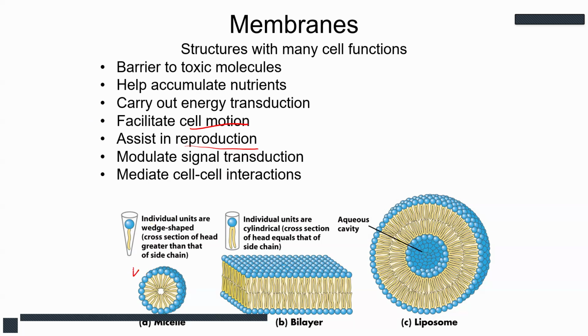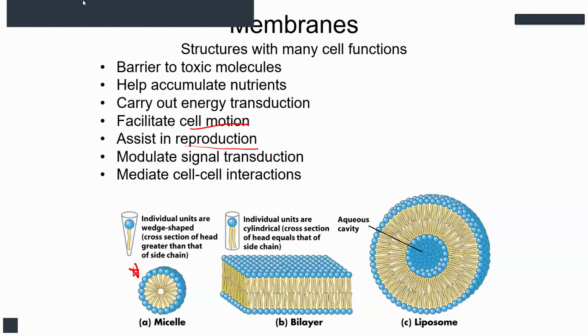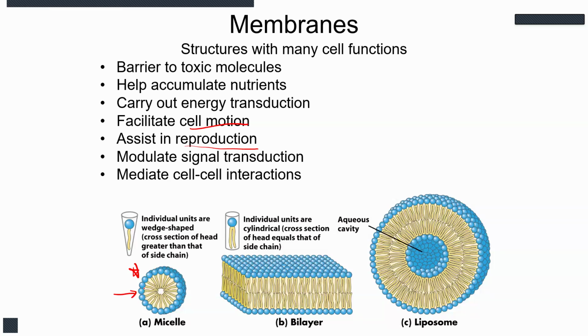Now, there are three structures that I want you to be familiar with. If you look at this one in the lower right-hand corner, this is known as a micelle. This is something I remember seeing for the first time in organic, I believe organic 2. And I want you to look at a micelle. Well, its shape is spherical. Now, individual units are wedge-shaped. Okay, cross-section of head greater than that of the side chain.